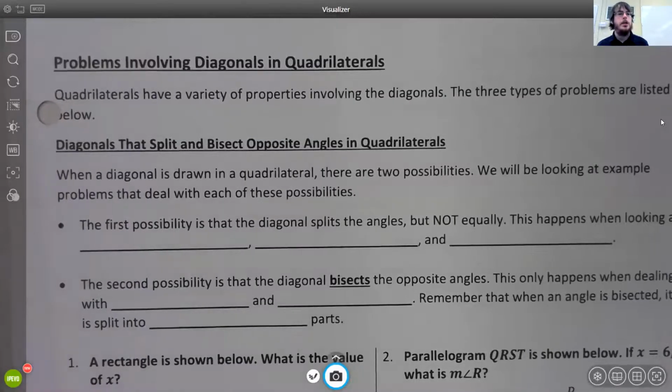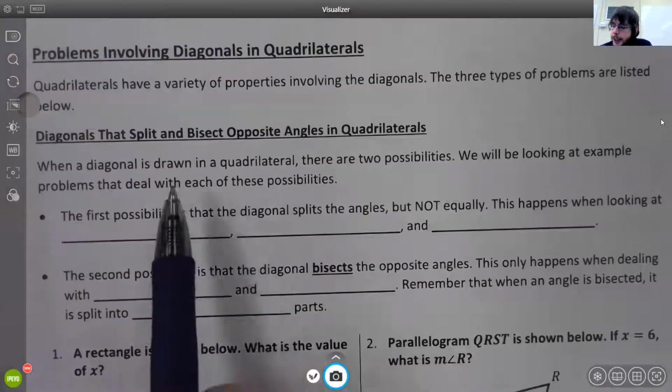This time we're going to be talking about problems that involve diagonals in quadrilaterals. So we talked a lot about the various properties that diagonals have in quadrilaterals, as well as the angles and sides from the previous lesson. And now we're going to talk about the effects that diagonals have when we're trying to solve problems involving rhombuses, quadrilaterals, parallelograms, all that stuff.